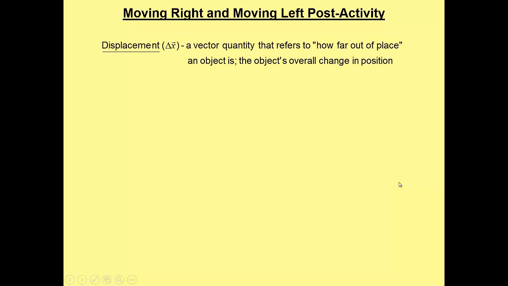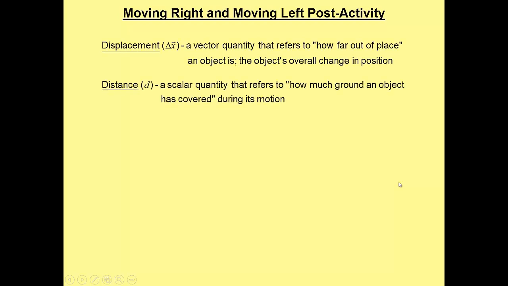Now, I want to talk a little bit about displacement and distance, okay? Because they're a little trickier than speed and velocity. Speed's just how fast you're going. Velocity is how fast and the direction. But displacement and distance can be a little trickier than that, especially if we get into more than one dimension. So displacement, a vector, is kind of how far out of place an object is. How much has it changed its position?